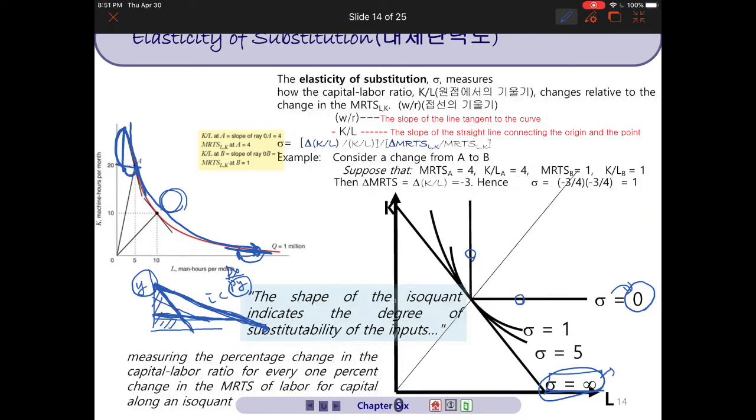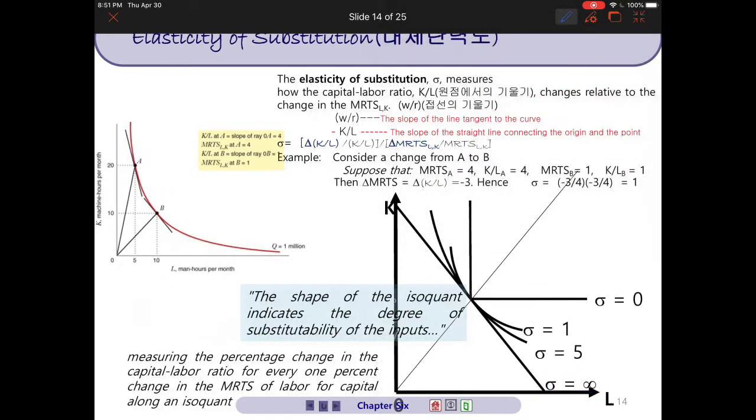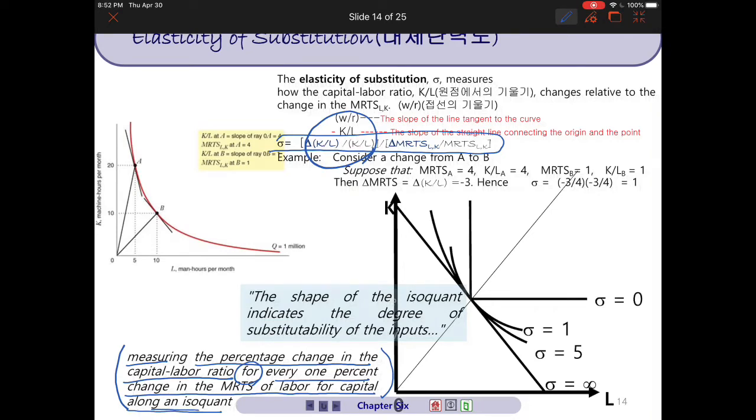Let me move on to the last sentence, right? For this definition, measuring the percentage change in capital labor ratio. This is the percent change in capital labor ratio for every 1% change in MRTS of labor for capital along an isoquant. Along an isoquant, right? That's this one. So now let's move on to the next slide.